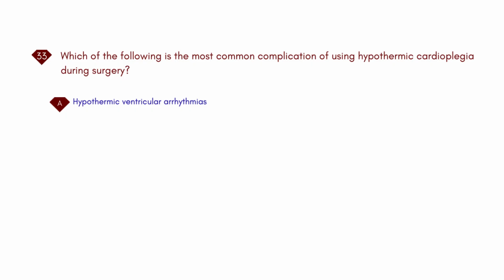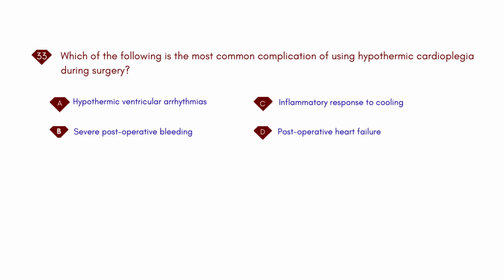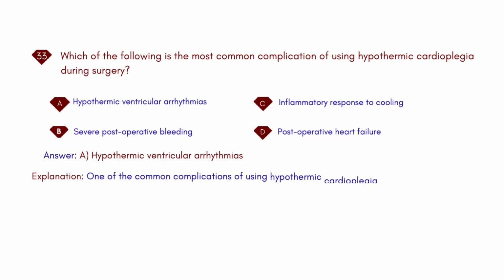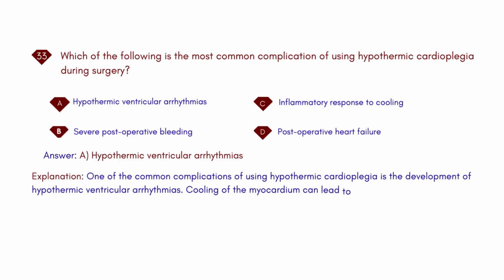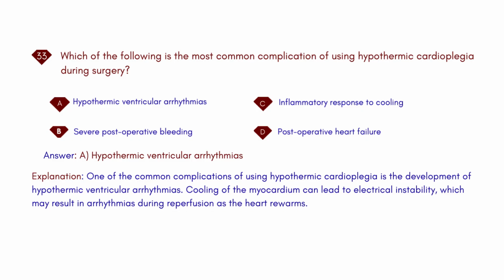A. Hypothermic ventricular arrhythmias. B. Severe postoperative bleeding. C. Inflammatory response to cooling. D. Postoperative heart failure. Answer: A. Hypothermic ventricular arrhythmias. Explanation: one of the common complications of using hypothermic cardioplegia is the development of hypothermic ventricular arrhythmias. Cooling of the myocardium can lead to electrical instability, which may result in arrhythmias during reperfusion as the heart rewarms.